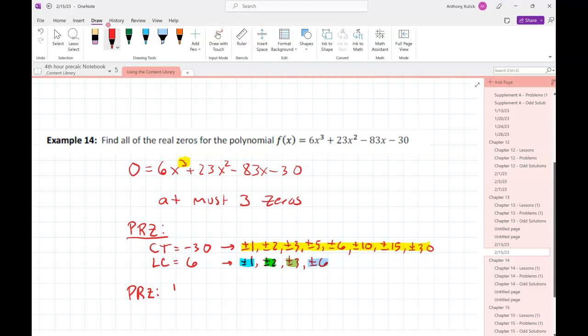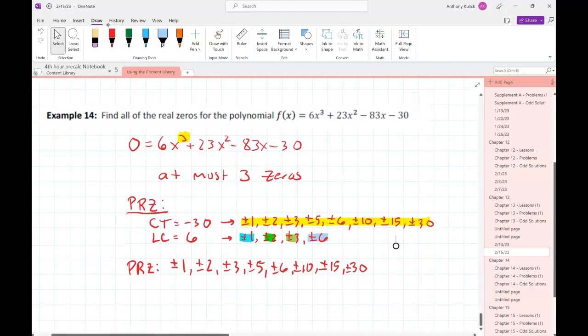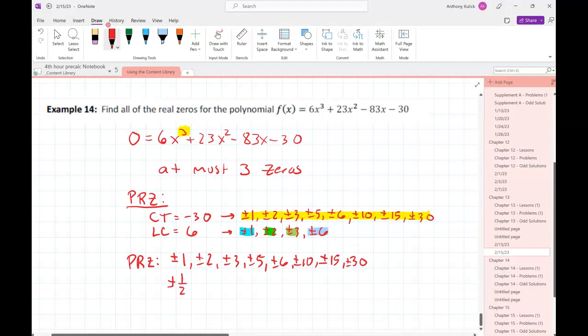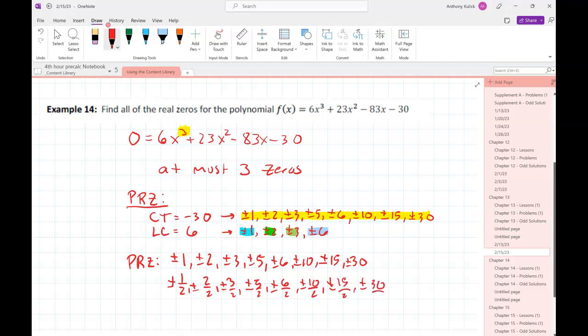All right, well, let's start writing then. So plus or minus 1 over 1, 2 over 1, 3 over 1, 5 over 1, 6 over 1, 10 over 1, 15 over 1, 30 over 1. And now we have to do the same thing. We're going to do 1 over 2, 2 over 2, 3 over 2, 5 over 2, 6 over 2, 10 over 2, 15 over 2, 30 over 2.